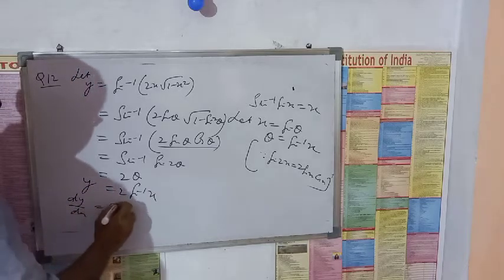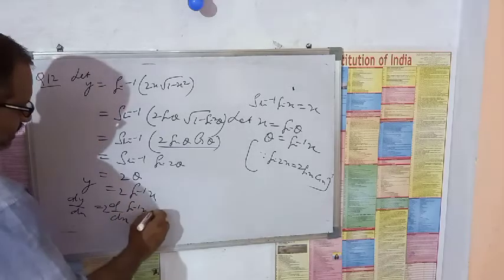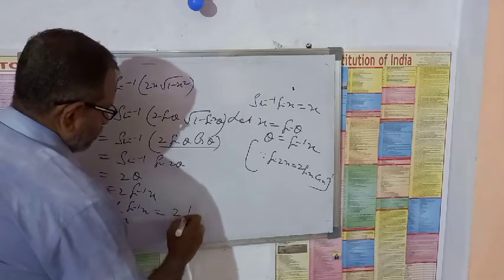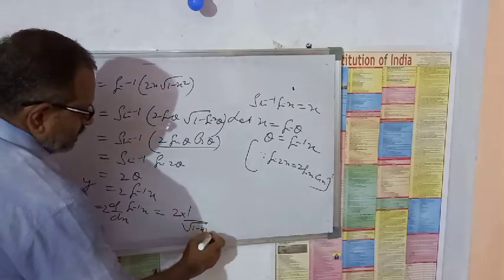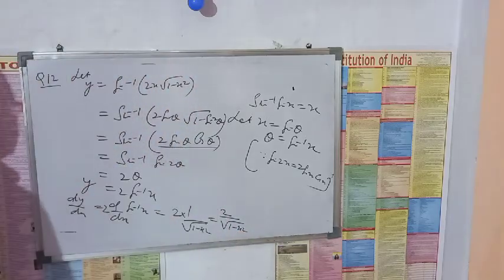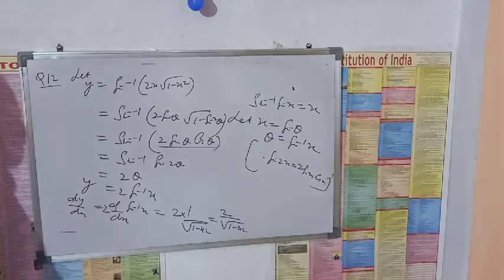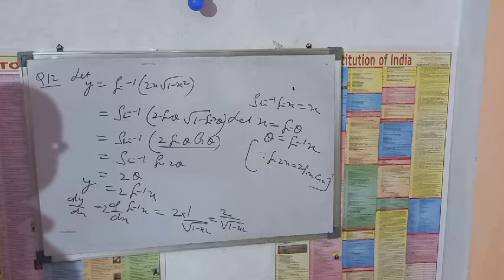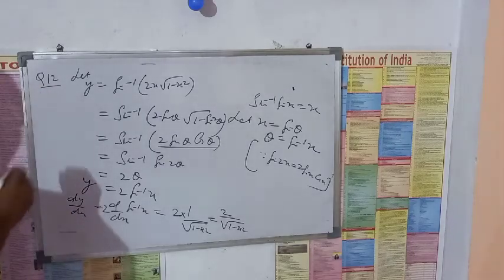Now differentiate dy by dx. 2 is constant. We can take it outside. Derivative of sine inverse x. So 2 into, what is derivative of sine inverse? 1 upon under root 1 minus x square. So it is 2 upon under root 1 minus x square. So all the formula of trigonometry, you have to learn it. You have to remember it. So it was question number 12, last part, that is fourth part.